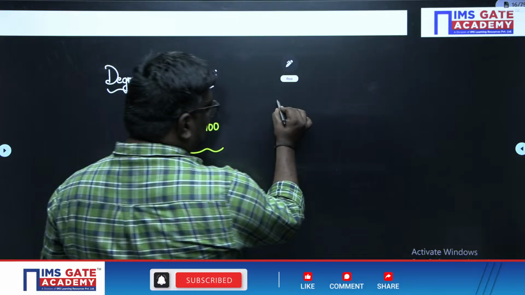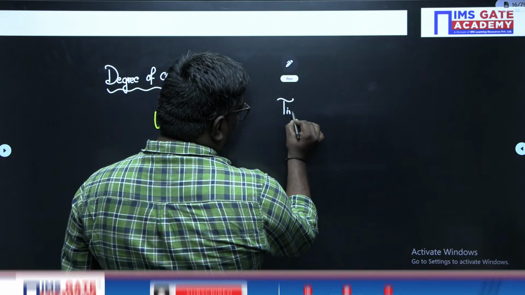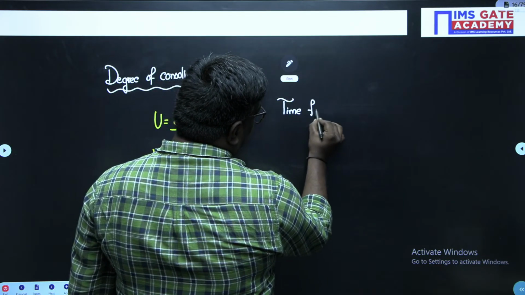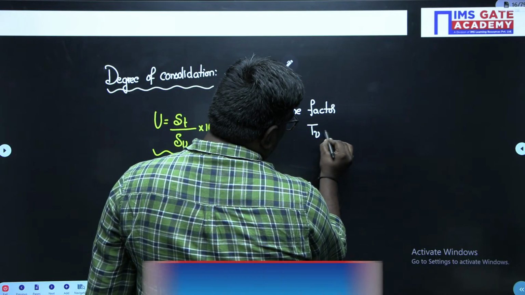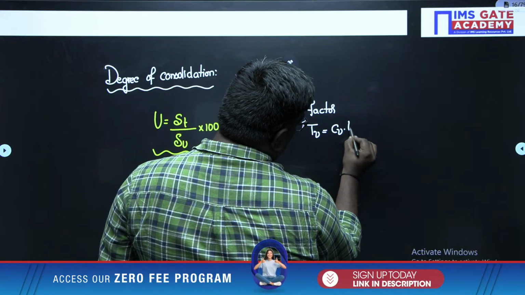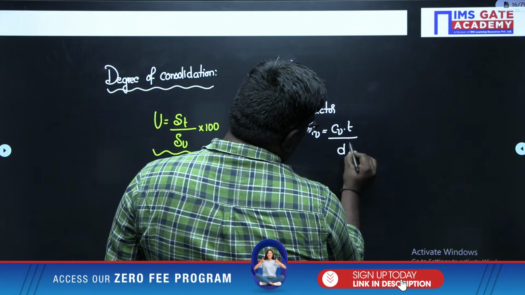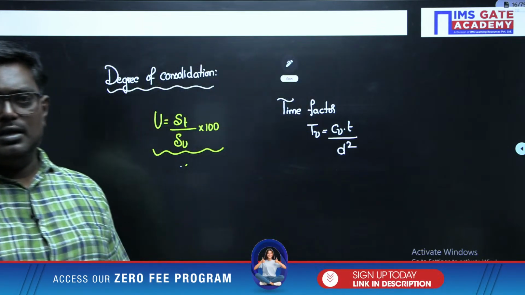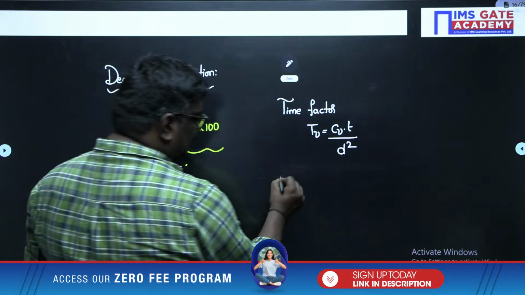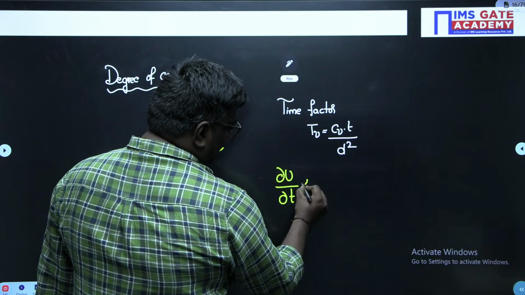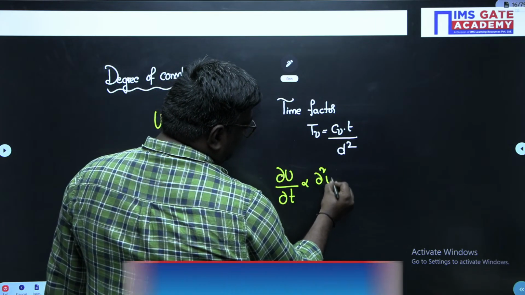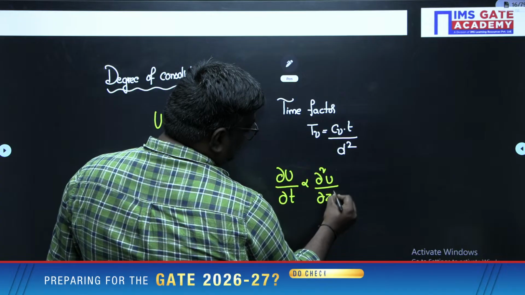Here you should know one thing, sir. There is another factor called time factor. Time factor is nothing but TV is equal to CVT upon D square. What is CV? Sir, actually, according to Terzaghi's theory, the rate of change of pore water pressure with respect to time is proportional to the rate of pore water pressure with respect to the depth.